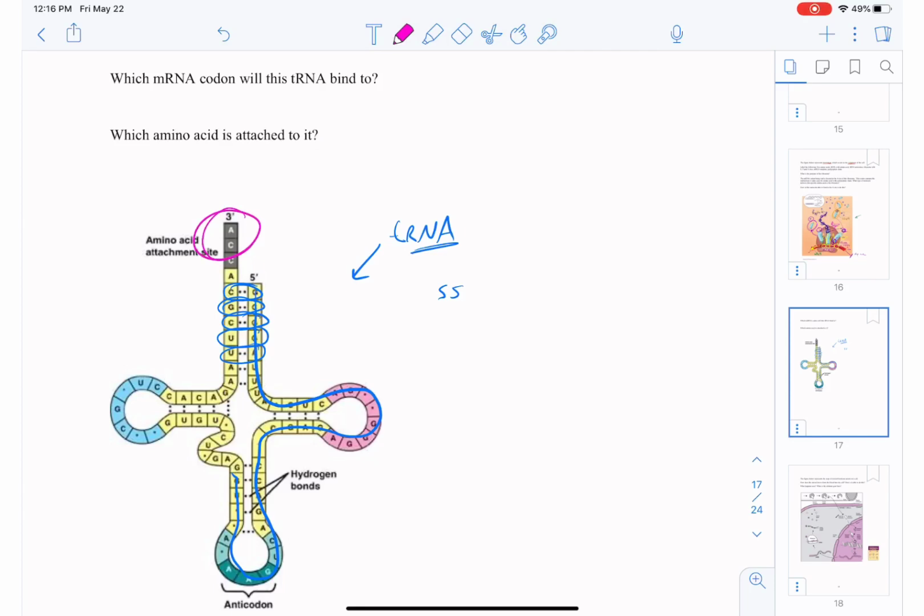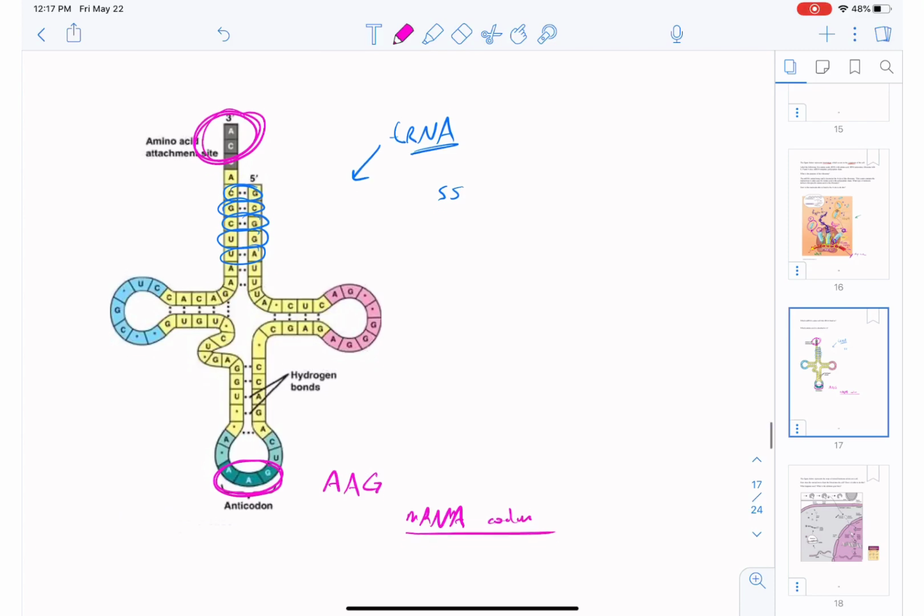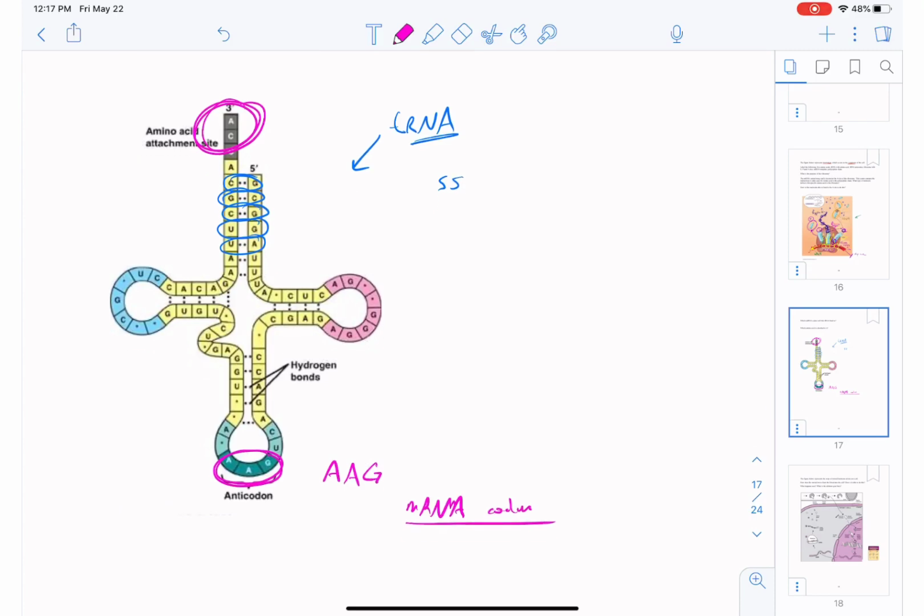Here's the part of the tRNA that's going to bind the amino acid. And down below is the anticodon region. And the anticodon that we're looking at is AAG. So I want to know two things. One, what's the mRNA codon that this tRNA is going to attach to in the ribosome? And two, what amino acid is going to be attached to this specific tRNA?